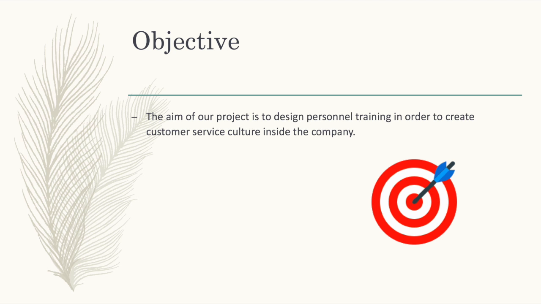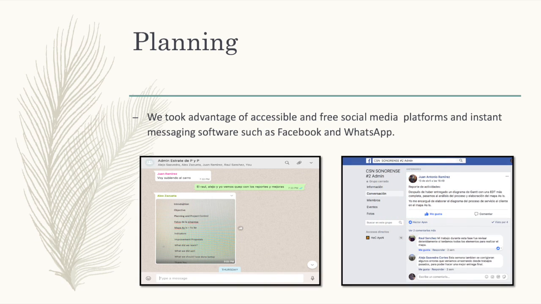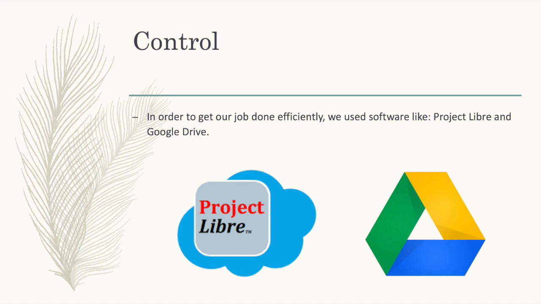Objective. The aim of our project is to design personal training in order to create customer service culture inside the company. For planning, we took advantage of accessible and free social media platforms and instant messaging software such as Facebook and WhatsApp. For control, in order to get our job done efficiently, we use software like Project Libre and Google Drive.